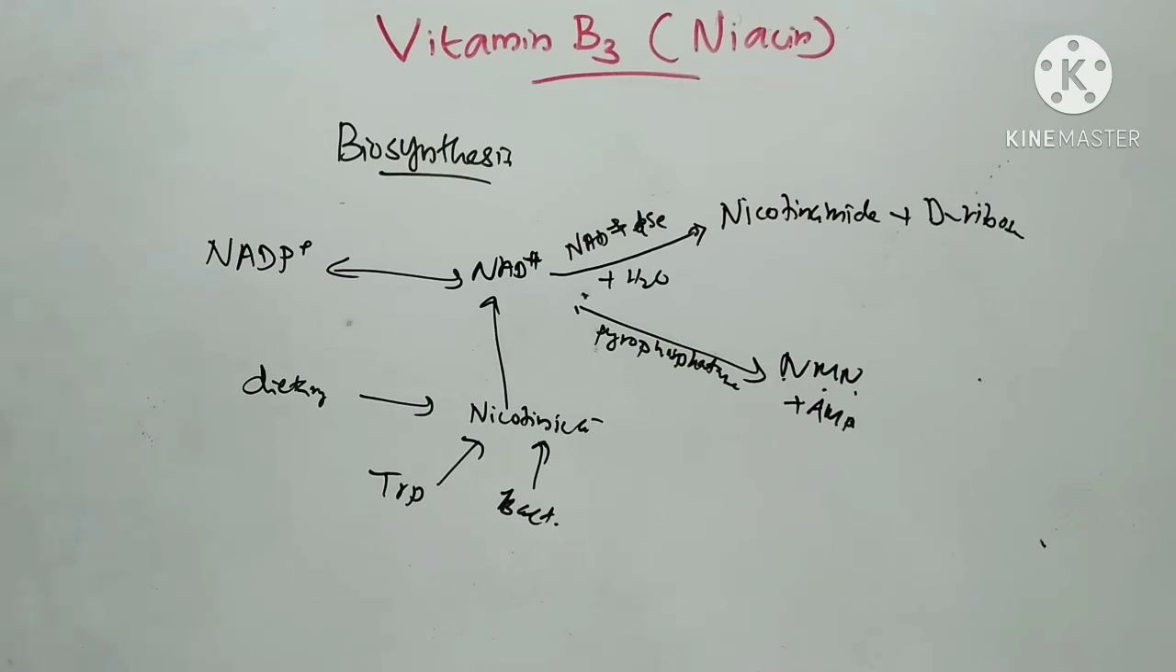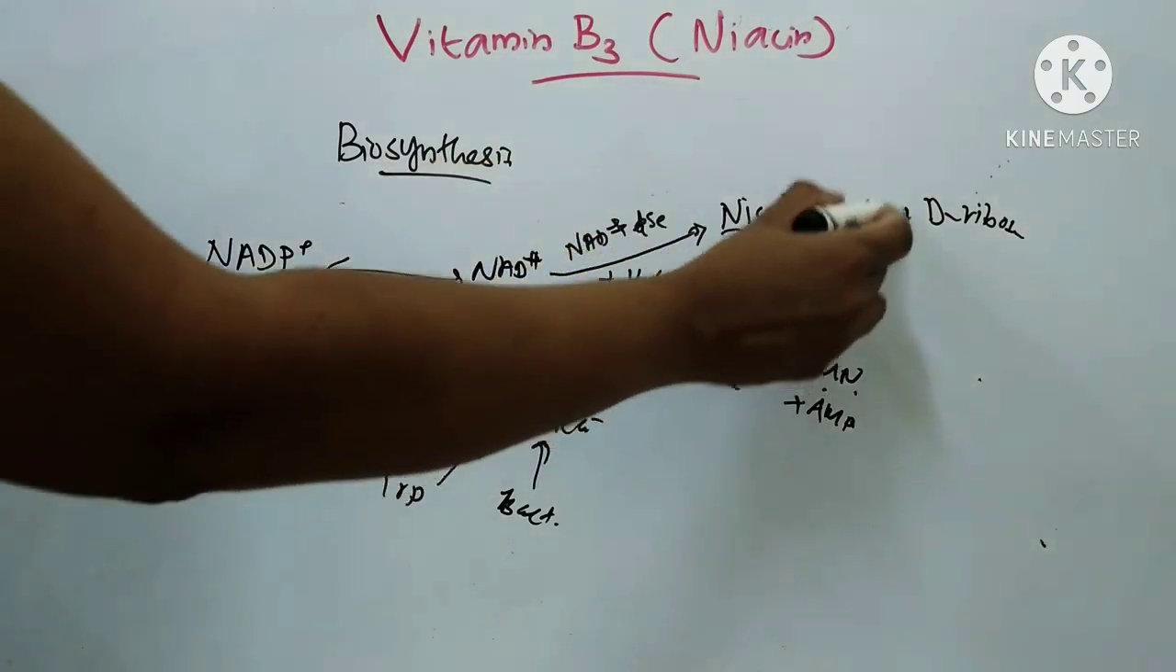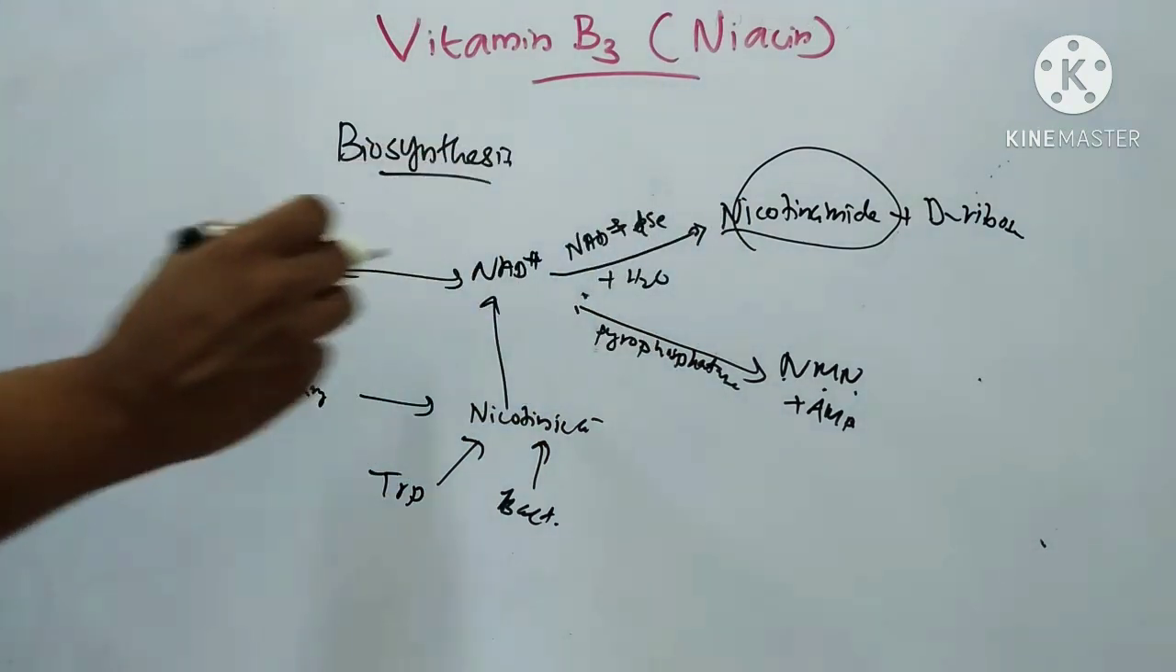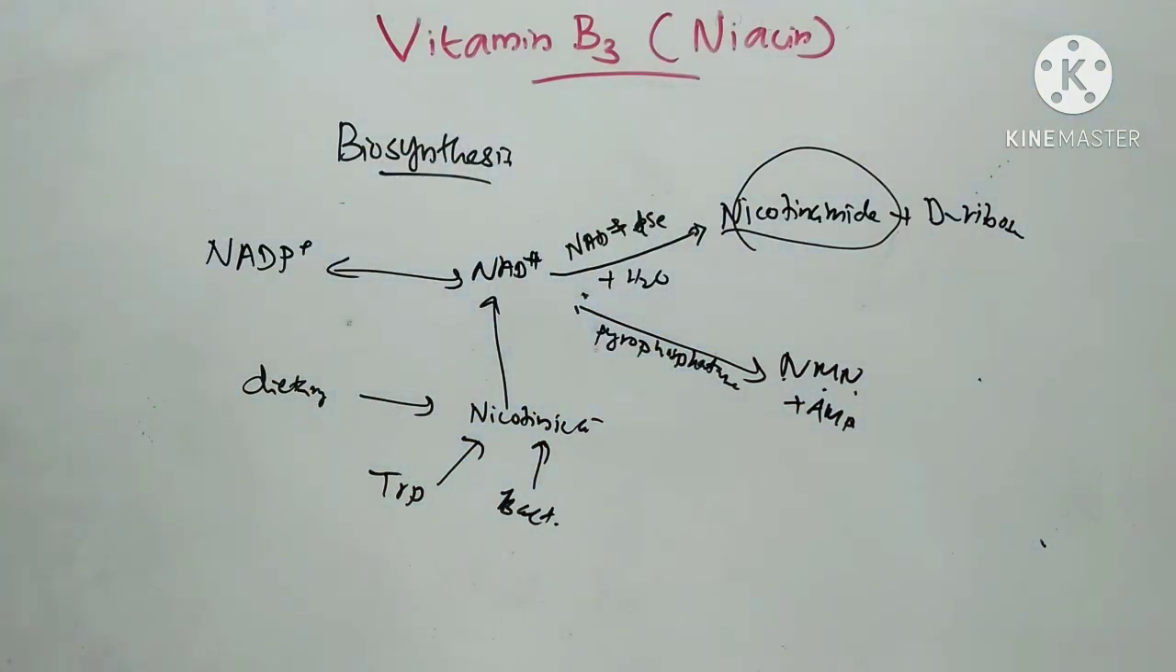That is the formation of nicotinamide. Nicotinamide is not formed directly from nicotinic acid. It is formed by the degradation of NAD plus and NADP plus. So, nicotinamide is formed by the degradation of NAD plus and NADP plus. We will see the metabolism.